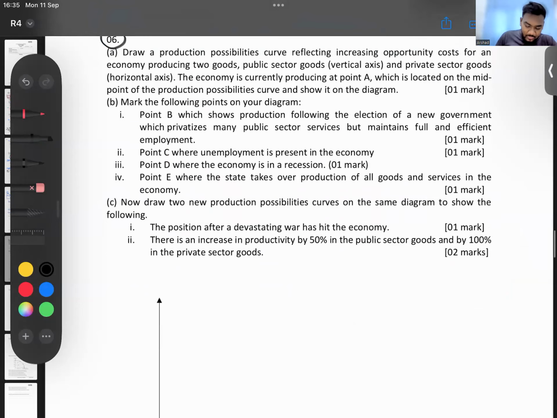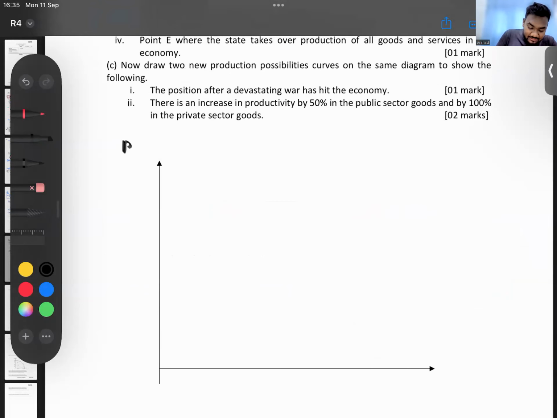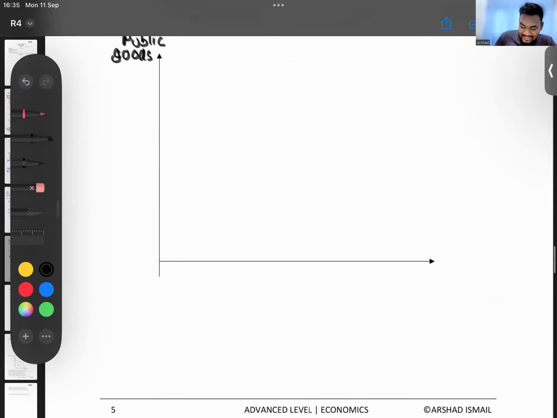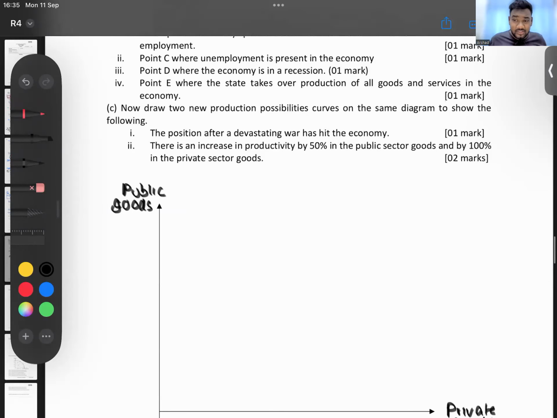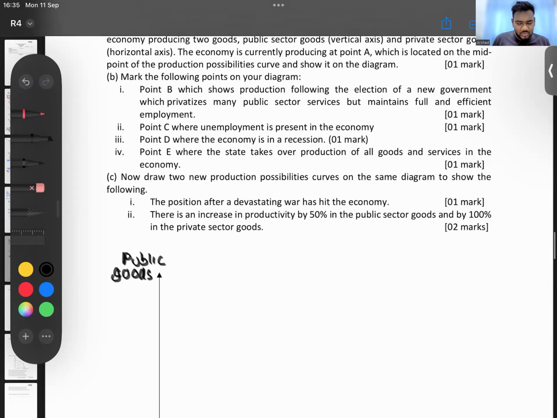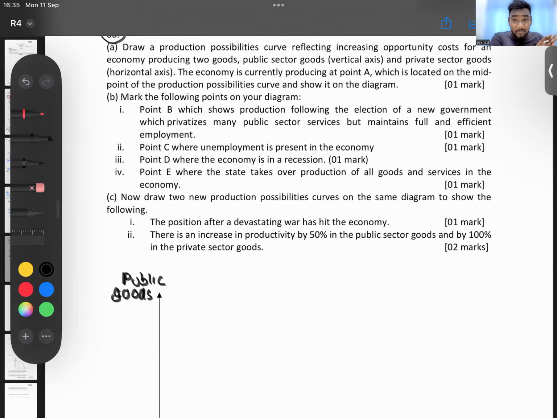Okay. Public sector goods on the vertical. Private sector goods on the horizontal axis. Guys, what type of a PPC should I draw? A straight line or a concave PPC? According to the question, they are saying draw a PPC that reflects increasing opportunity cost. Therefore, what should I do? I should draw a concave PPC.